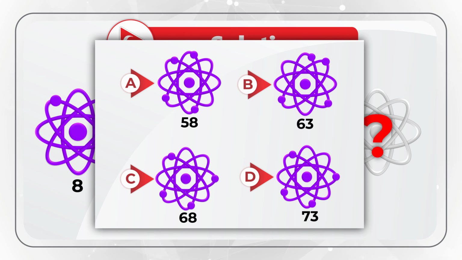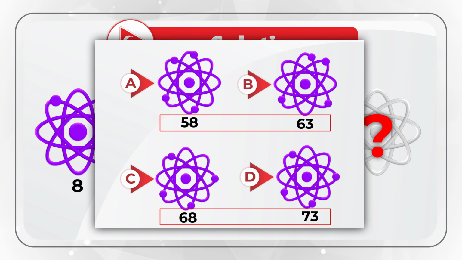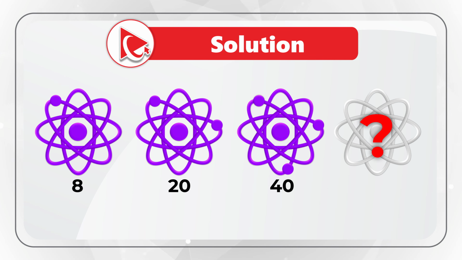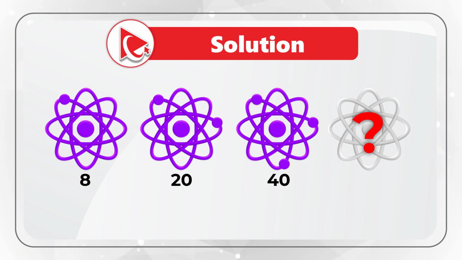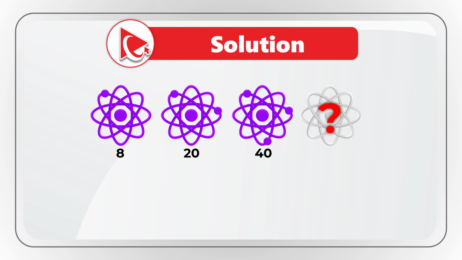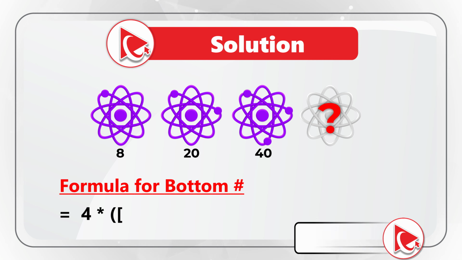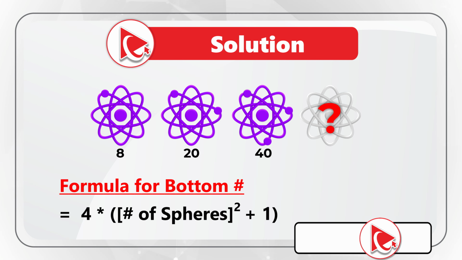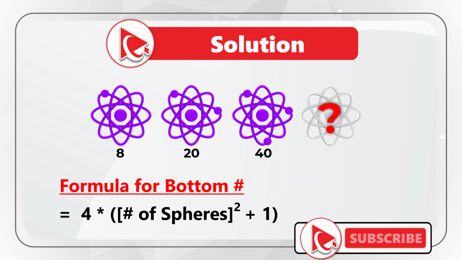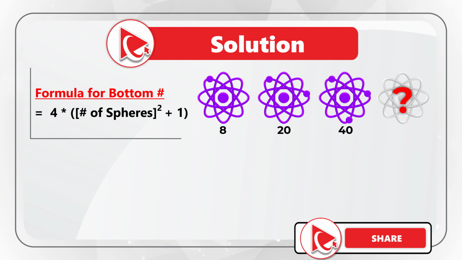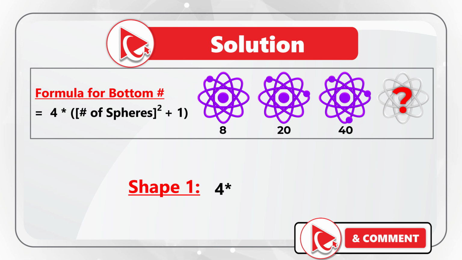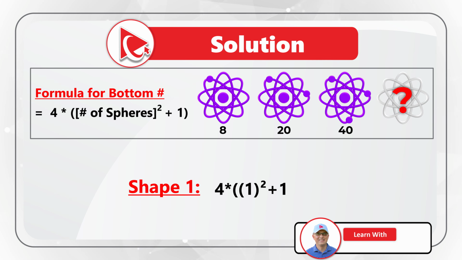So our next step here to solve this challenge is to look at the bottom number. To solve it, you need to find the formula to calculate the bottom number based on the incrementing number of spheres. For example, the formula to do the bottom number calculation is 4 multiplied by (number of spheres squared plus 1). So to calculate the bottom value for the first shape, we need to multiply 4 by (1 squared plus 1), which would be equal to 8.